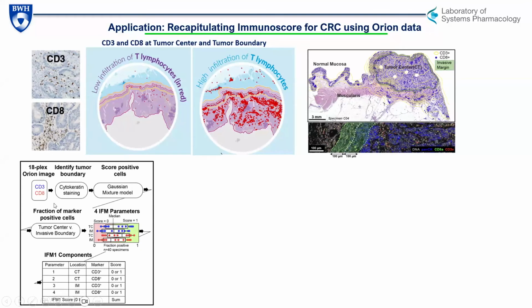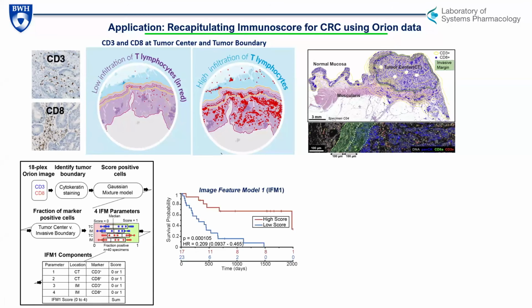Using the immunofluorescence data, each tumor is given a score. High is associated with high infiltration and a good outcome. Low score for infiltration is associated with a bad outcome. And we can recapitulate this using the Orion method in a very quick fashion.